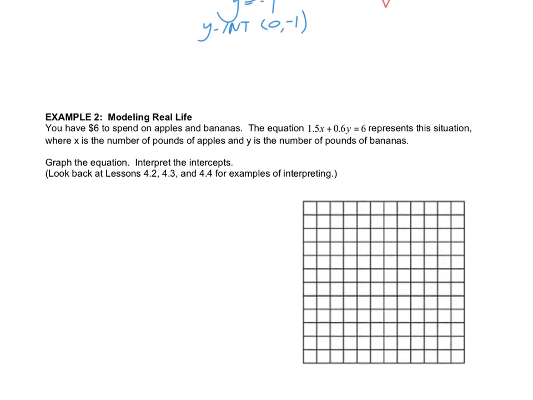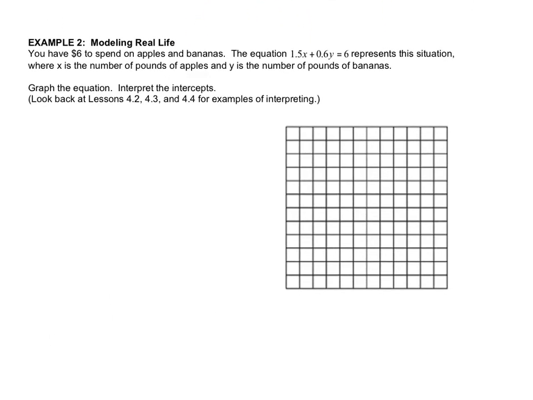Okay? So then let's look at our last equation here. So we have $6 to spend on apples and bananas. The equation is 1.5x plus 0.6y equals 6 to represent the situation. So basically where this 6 is coming in, this is the amount of money we can spend. The x is the number of pounds of apples. This right here, this 1.5, is really telling me how much it costs per pound of apples. So it's $1.50 per pound of apples.